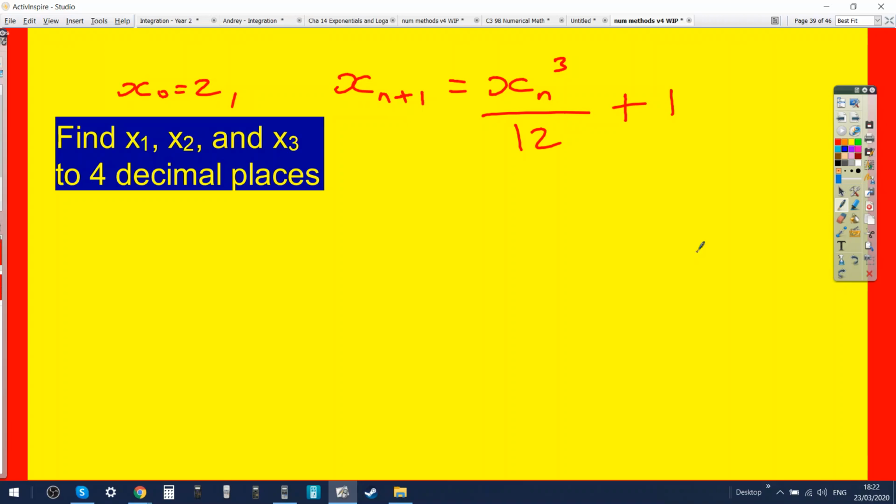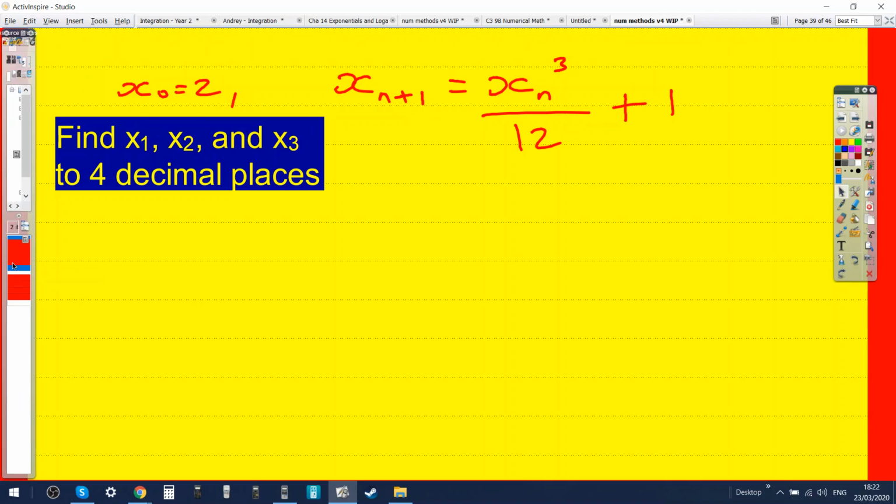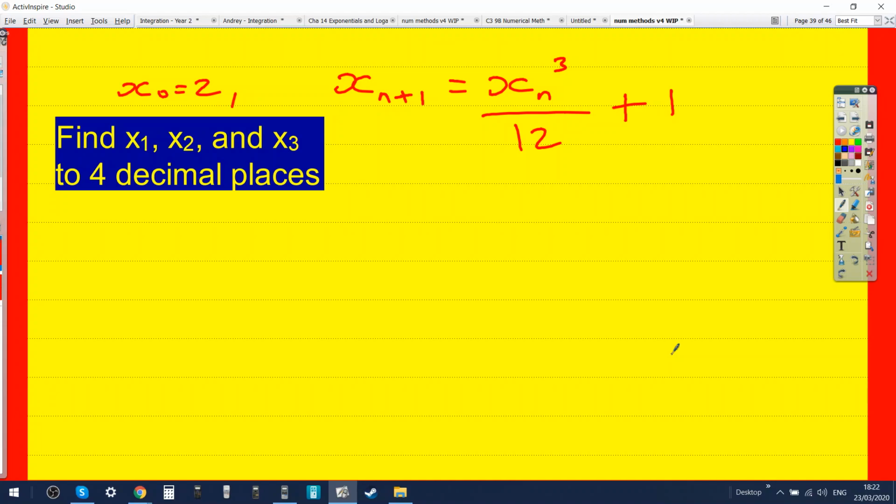We want to find x1, x2, x3, where x0 is 2. How can we find them? For x1, you just sub in 2 for xn. So what you do is you type in 2, and then that saves it as answer. Then you go answer cubed over 12 plus 1, and then you just keep on pressing it.